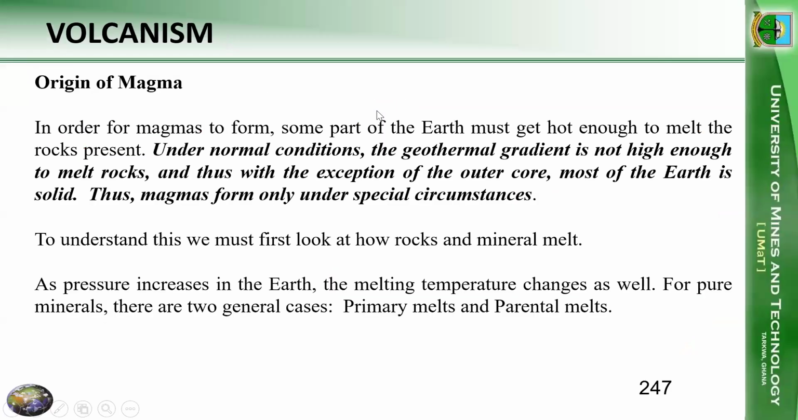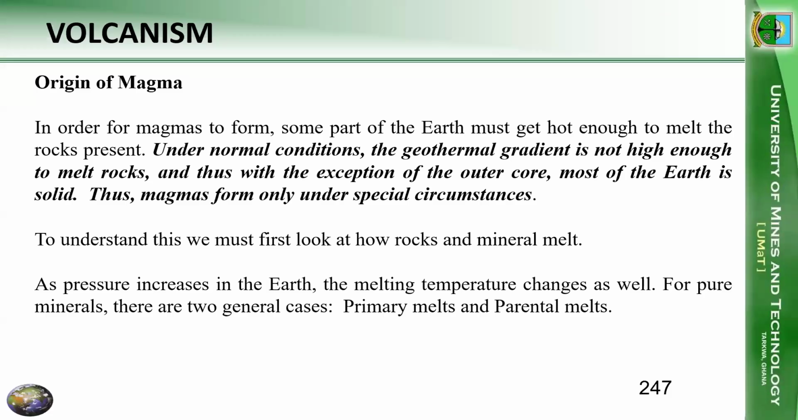The origin of magma. Magma forms under special circumstances. So under these special circumstances, think about, for instance, where we have a subduction zone, and then we are going to have melting of crustal materials. So magma forms under special circumstances because the earth must get hot enough to melt the rocks present. So under normal conditions, geothermal gradients are not going to be high enough to melt the rocks, but under special circumstances, we have magma forming.